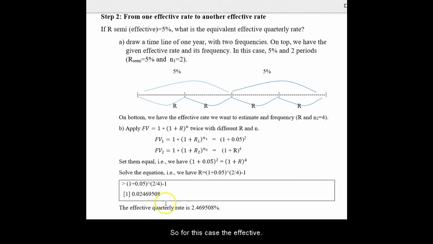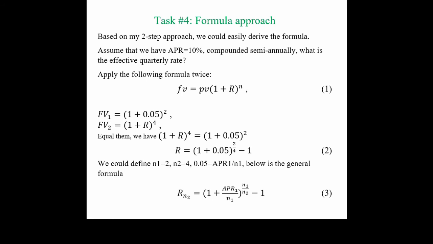So for this case, the effective quarter rate is 2.46950%. I'm going to use Excel to replicate this result again. Here's task number 4, the formula approach. Based on my two-step approach, we can easily derive the formula. The equation at the bottom is the equation we can apply.